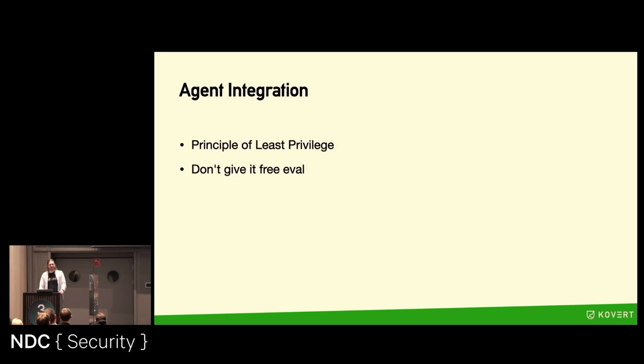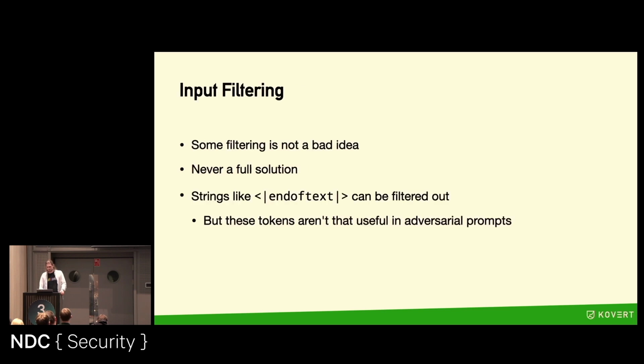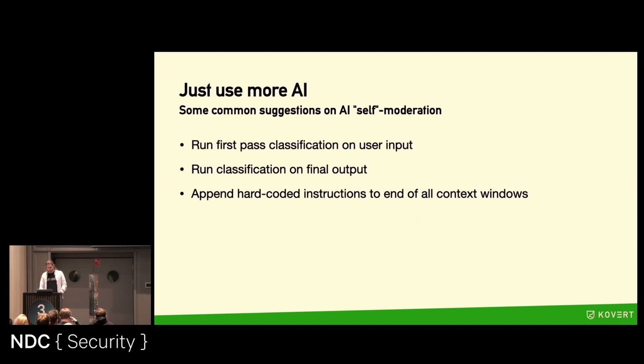Calculator functions like in LangChain, we'll see that those often are just eval, so it can run any code that it wants on the server. It's probably not good. Input filtering, as we saw, isn't really going to solve any of your problems. Some filtering isn't a bad idea, but it's not going to save you. You could filter out strings like the end of text tokens and tokens specific to the model that you're using. But also, I haven't seen that those tokens are particularly useful in our adversarial prompts.